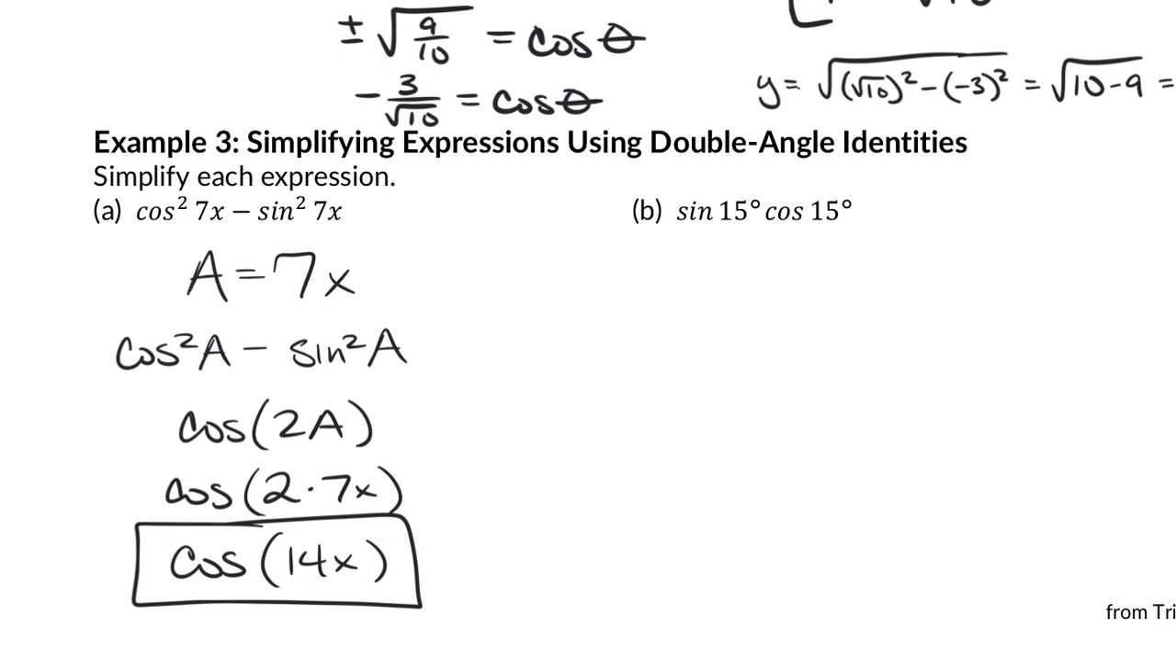This next one's kind of interesting because it doesn't quite look right. Okay, I'm going to get us started. I'm going to let a be equal to 15 degrees. And if I substitute that out, just like I did in problem A, we'd have sine of A times the cosine of A. Is that anywhere on the double angle identity formula chart?